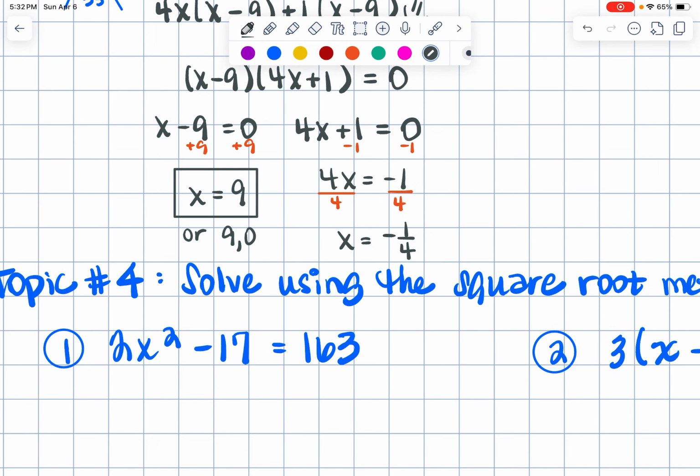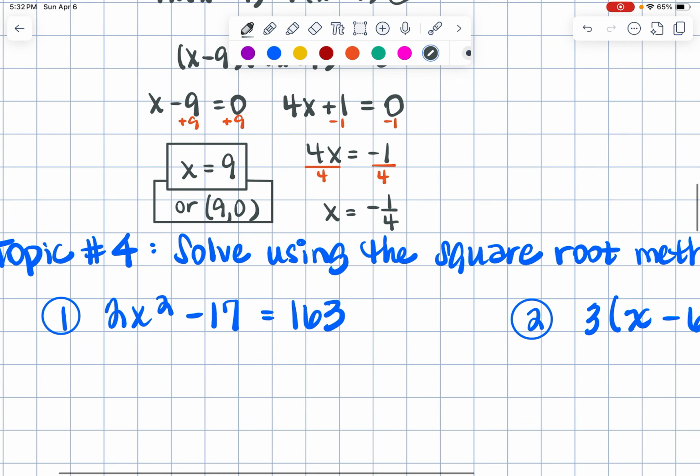Or if you want to write that as (9, 0), because technically we are finding the x-intercepts just like we did in the graphing problem above. Either way is totally fine with me. Same thing on our x equals negative 1/4, or (negative 1/4, 0). If you want to write it like that, you totally can.